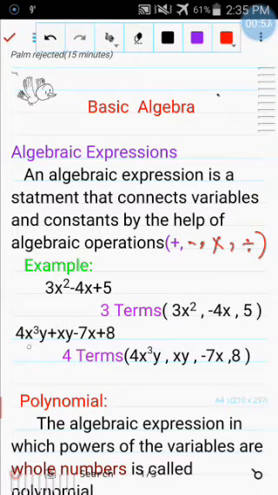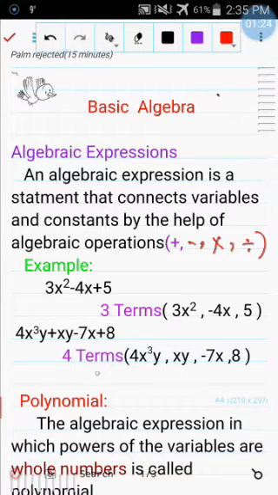Similarly, 4x³y + xy - 7x + 8 is an algebraic expression and consists of four terms. The first term is 4x³y, the second term is xy, the third term is -7x, and the fourth term is 8.